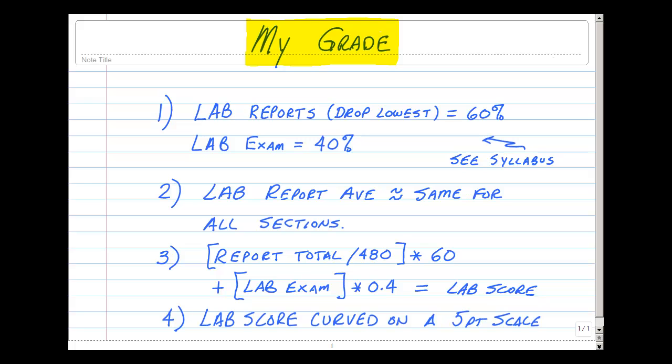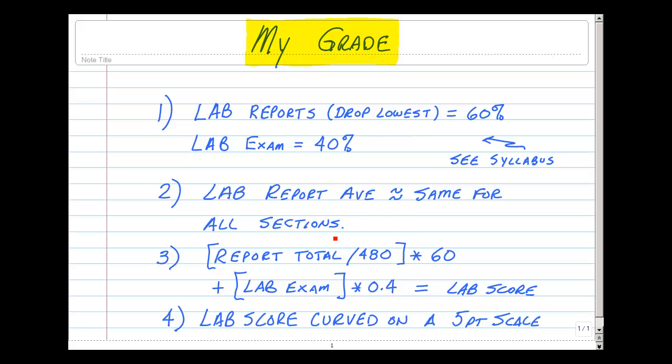Let's next take a look at how your lab grade is determined. In the syllabus, it says that your lab reports will count for 60% of your grade, and that a lab exam will count for 40% of your grade. Now in the lab reports, we're including the report itself and the quiz, and I'll take the lowest score that you have and drop that. I'll take your 8 best lab scores.